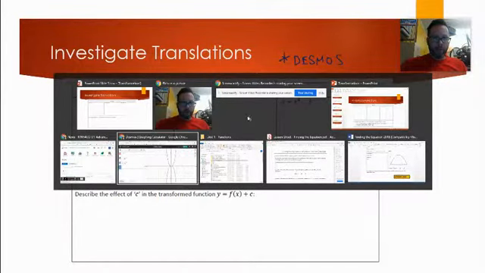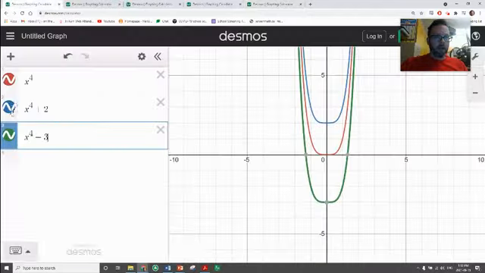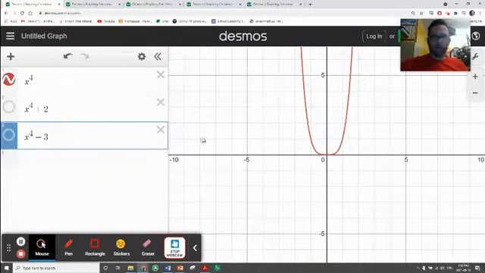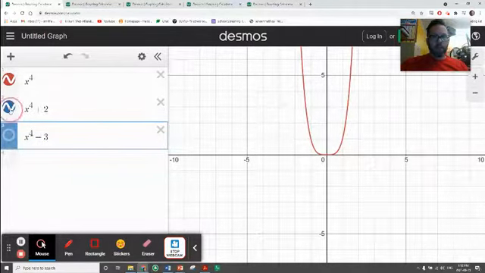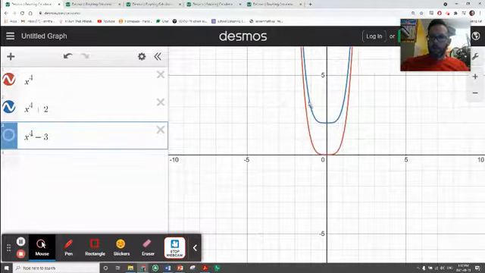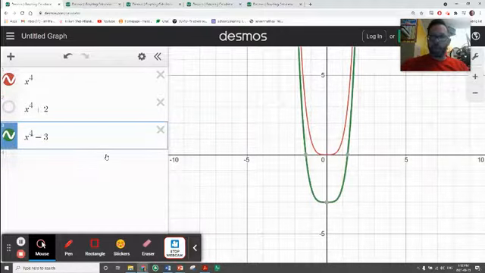I've got these loaded up in Desmos already. Here's our first group. Here's the first one, the basic quartic function, y equals x to the power 4. We can see x to the power 4 plus 2 has the same general shape. It's just shifted up 2 units. And x to the 4 minus 3 is the same basic shape, but shifted down 3 units.